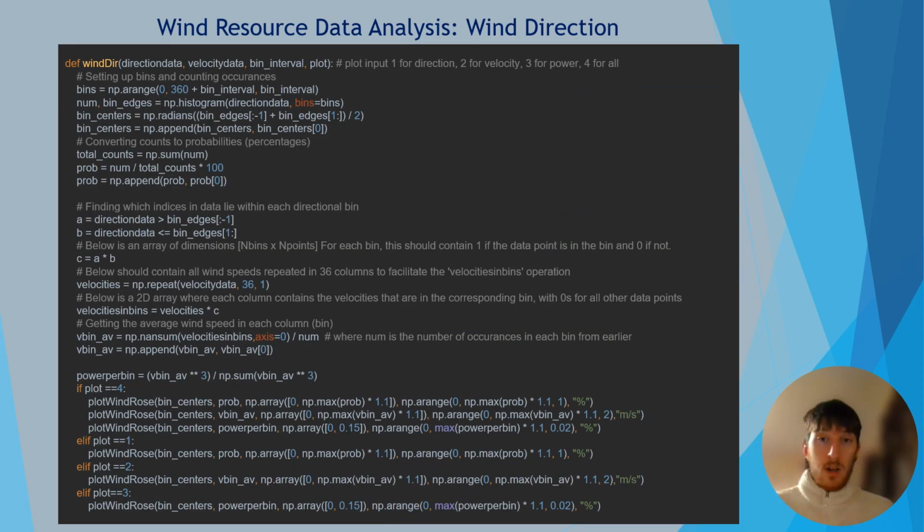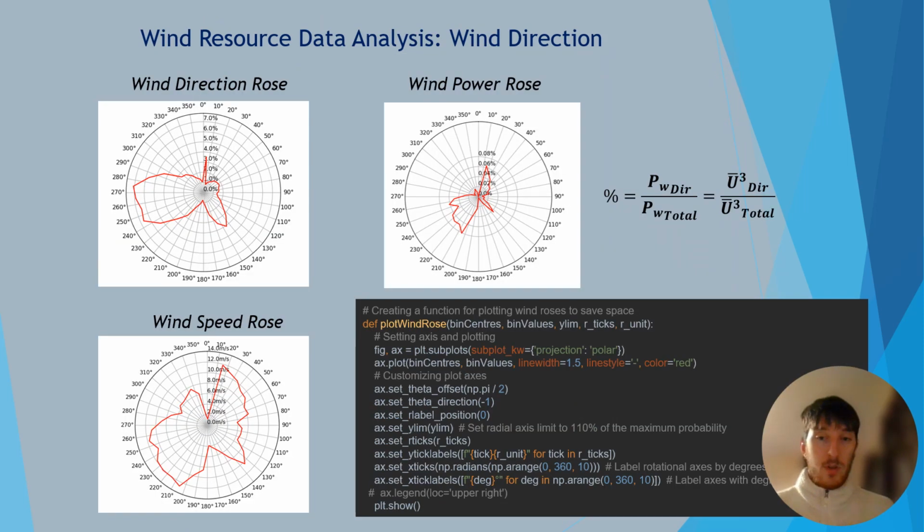For the wind direction then, I set up bins and calculated the probabilities similar to the previous histograms. I describe all this in more detail in the code breakdown video, but essentially I did a bit of gymnastics here to get an array which contains the velocity values in each bin. Then I calculated the power in each bin using those velocity averages. I made a function as well that I'll show on the next slide that creates the wind rose plots just because I didn't want to repeat too much code. So this is the function here on the bottom right that generates the rose plots.